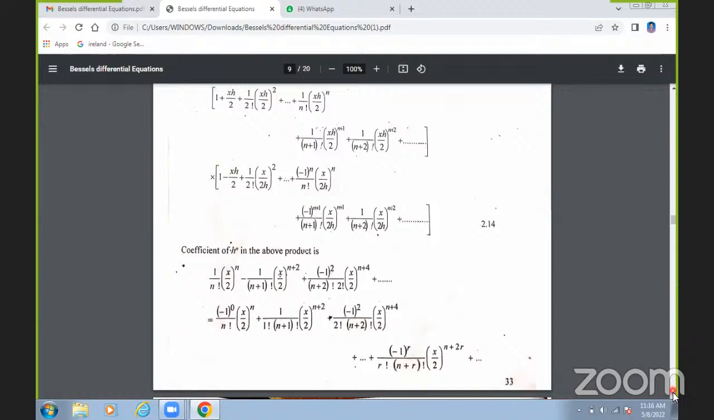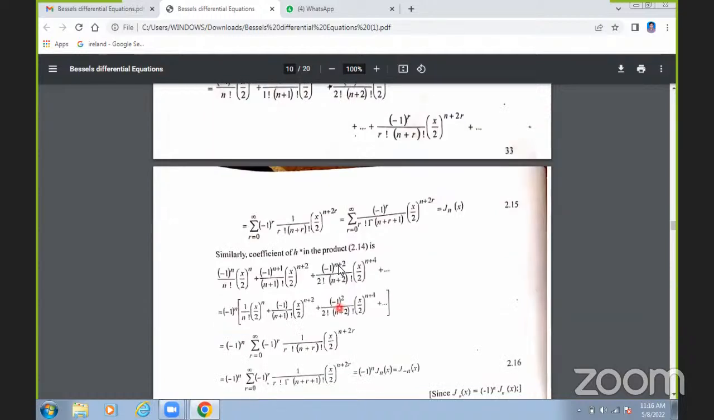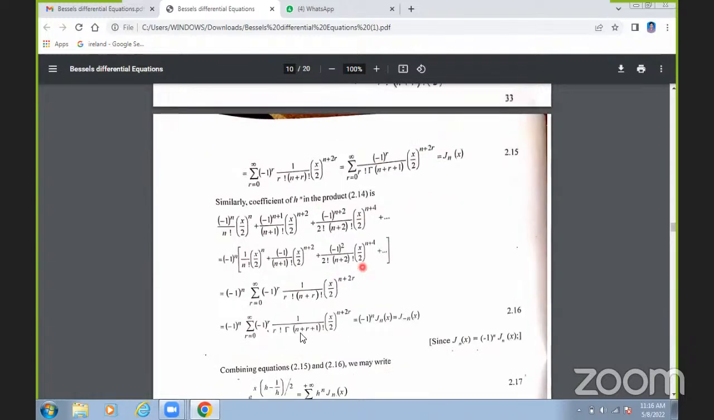After that, again we have to take another coefficient. Sorry, this should be h to the power of minus n. Already we have taken the coefficient of h power n, so you make a correction, something is wrong here. You take the coefficient of h power minus n here. If you take the coefficient of h to the power of minus n, we are going to get this equation. So the final equation is this one.